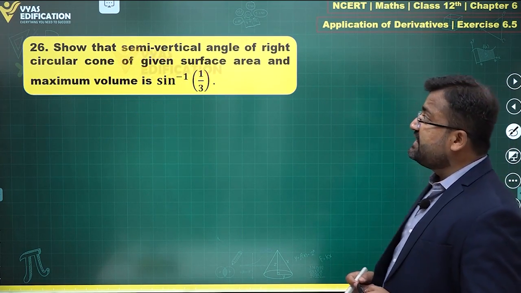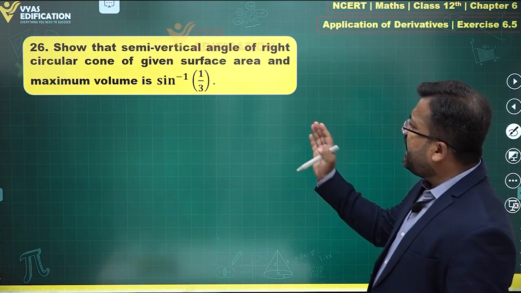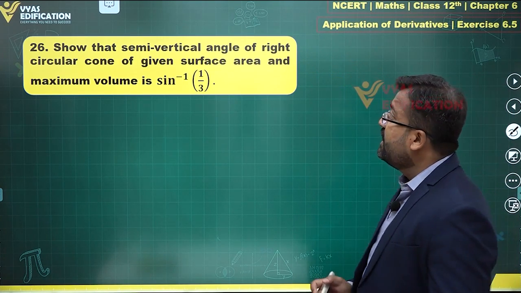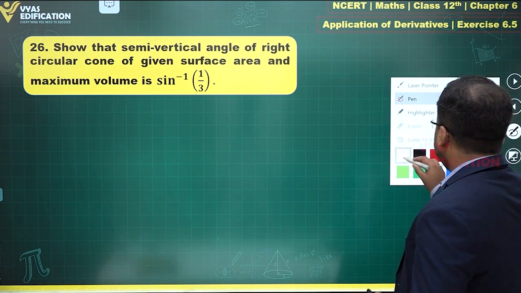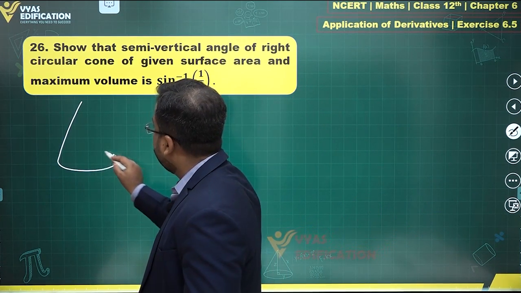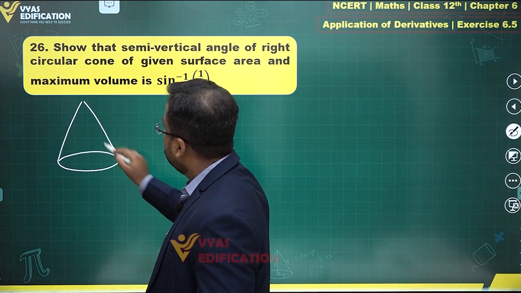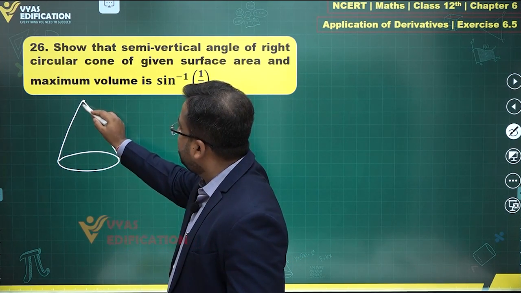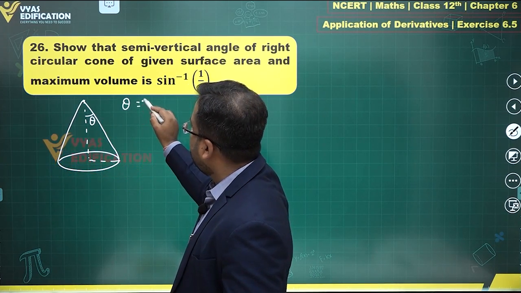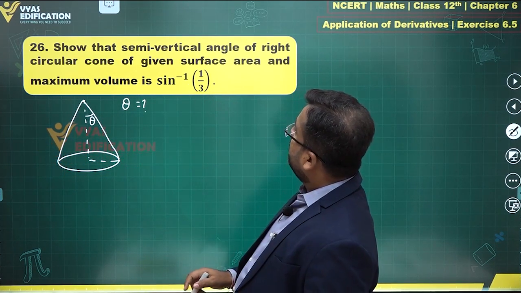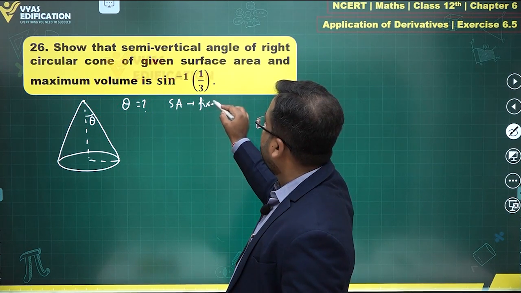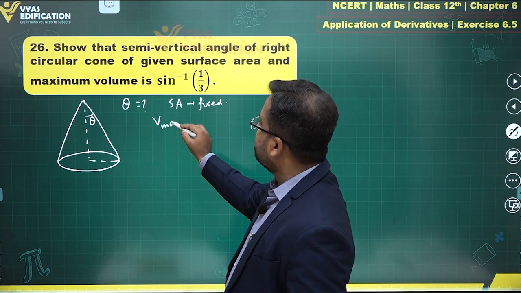The 26th question says: show that the semi-vertical angle of a right circular cone of given surface area and maximum volume is... Okay. We are interested in the semi-vertical angle, in a right circular cone with given surface area and maximum volume. Now, if you focus on the semi-vertical angle, this is, let us say, theta. Theta is the question mark, and the given surface area is fixed, and volume has to be maximized.